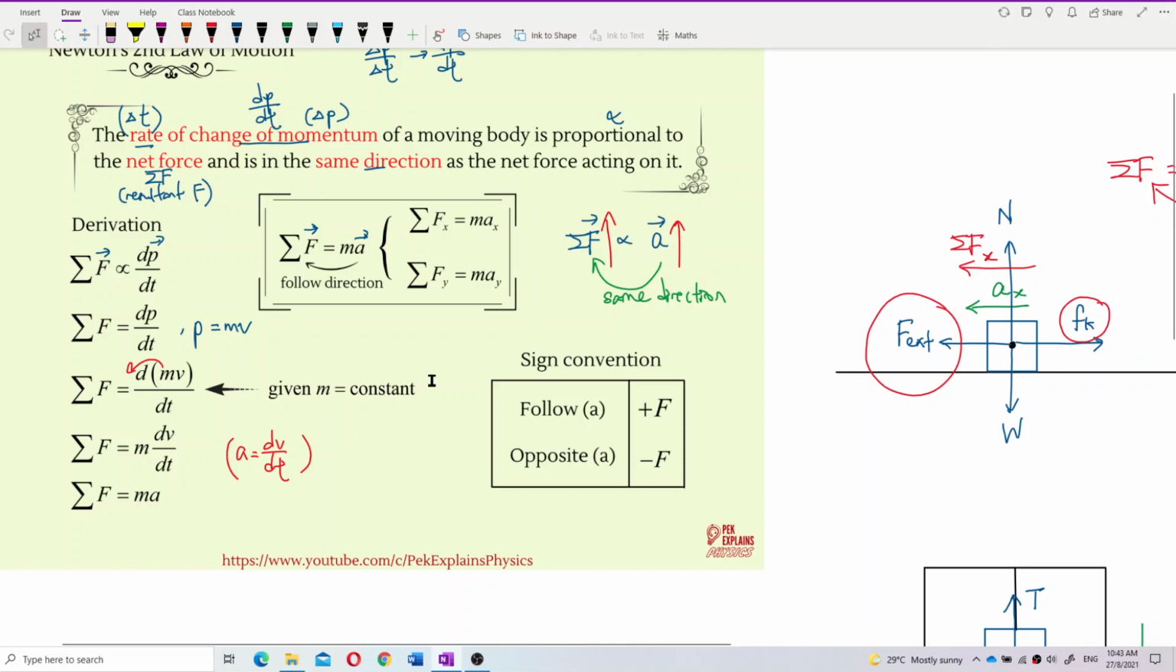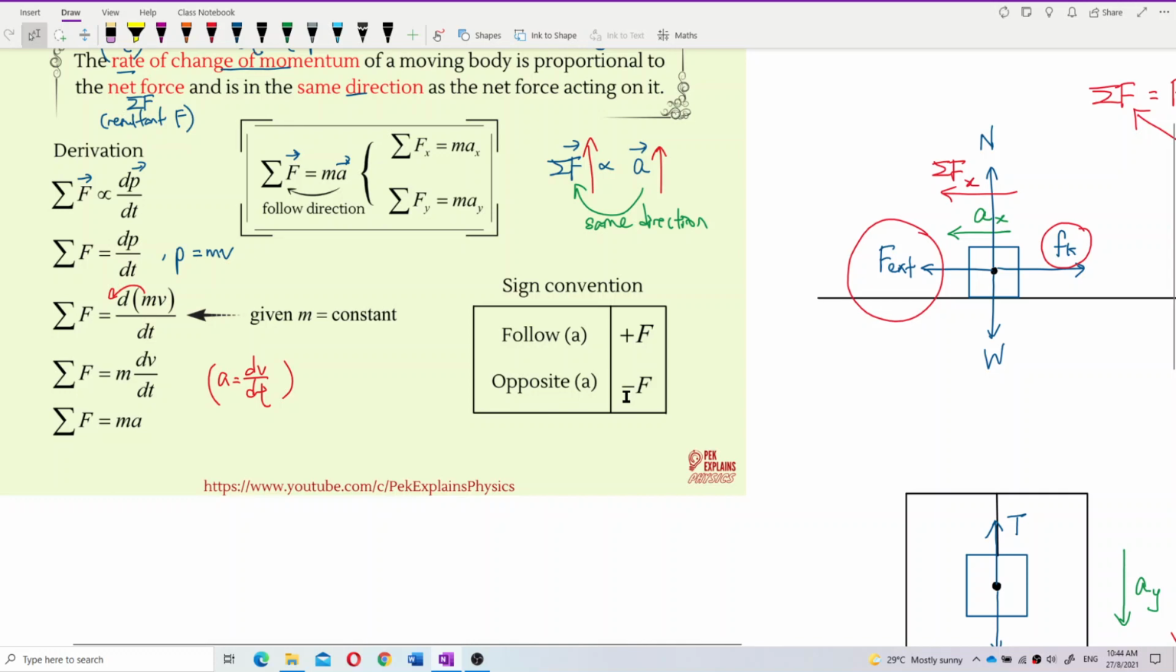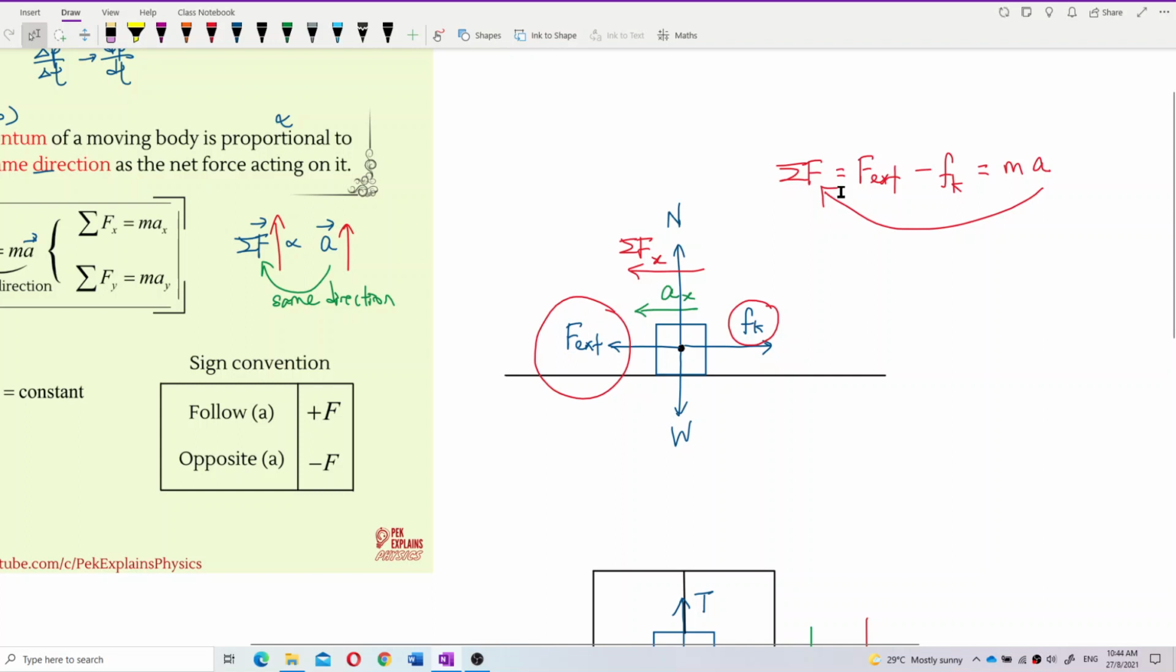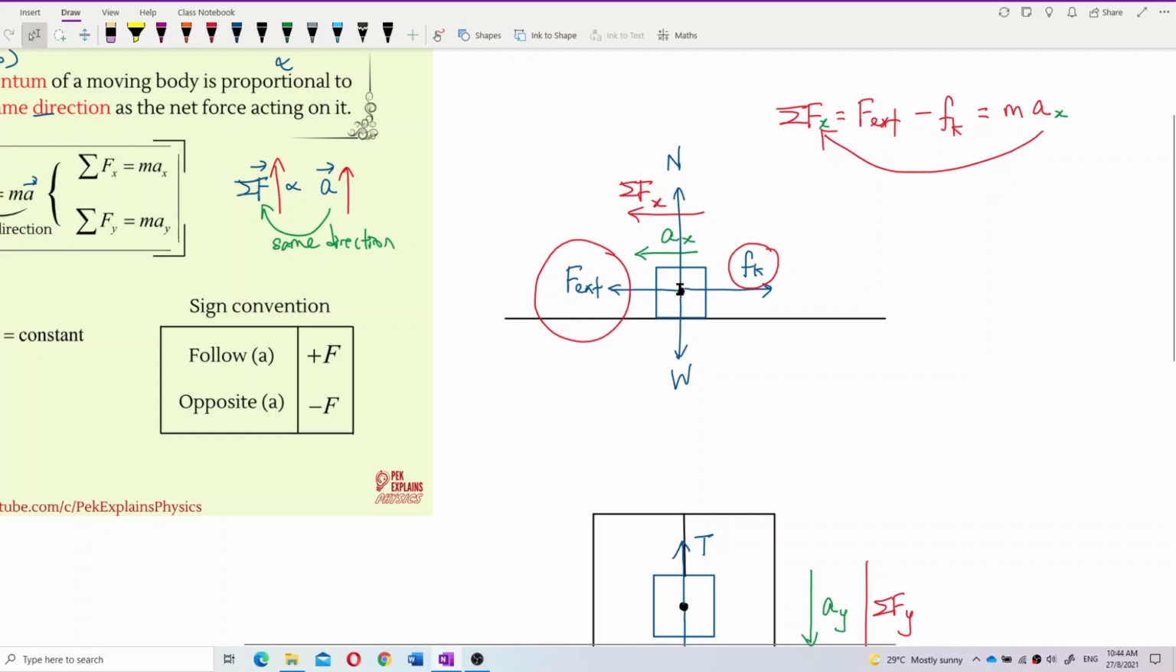Okay, now sign convention. This is one very important thing, how to put the sign convention. Especially just now I said that, okay, I want to put something here. This one is the X component, total Fx equals max. How do I get this actually? Why do we say that external force minus the friction? Why not say force to the right is positive, force to the left is negative?